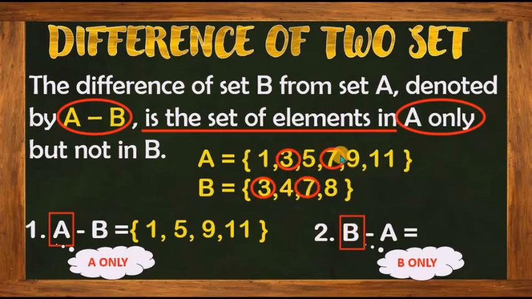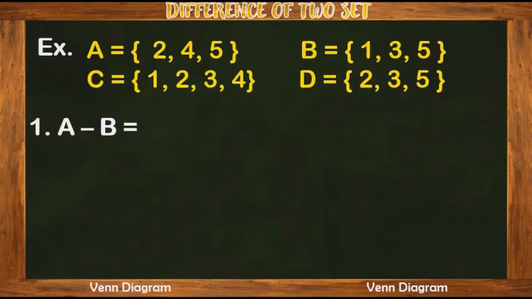Look for the common elements, but this time, kay B na tayo titingin. So, after matanggal yung common sa given sets, ano yung natira kay set B? That is 4 and 8. So, therefore, that's the difference of these two sets. B minus A is equal to 4 and 8. I hope you follow. Okay, so let's have more examples for you to be able to practice.